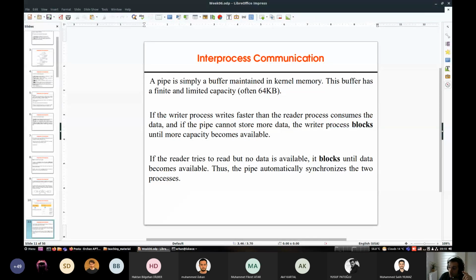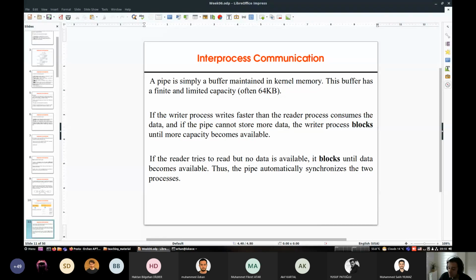Who does that? The kernel, automatically. So you don't have to worry about it. Similarly, if the reader reads faster than the writer and there is nothing to read, what happens then? Does it fail? No. The kernel tells the reader to block until data is available. So the kernel takes the reading process from the queue of ready processes and puts it to the queue of blocked processes. Until when? Until there is some data to read. It's done automatically, so you do not have to worry about it.